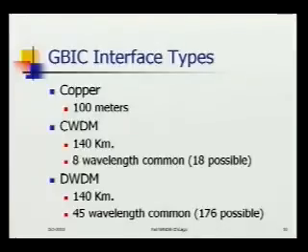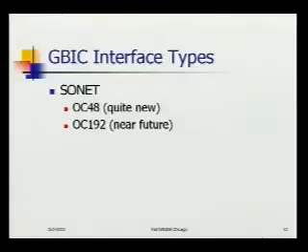There's a copper version of the GBIC, which actually came out after the optical version. And CWDM and DWDM basically allow you to go even larger distances and support different numbers of data streams in a single pair of fiber. 8 wavelengths are common for the CWDM, but 18 are really possible, and 45 wavelengths are common from what I can see in the DWDM, but again, 176 are possible as we go along in the future. And also, if you have a SONET infrastructure, there are GBICs now coming out that will do OC48 and OC192.